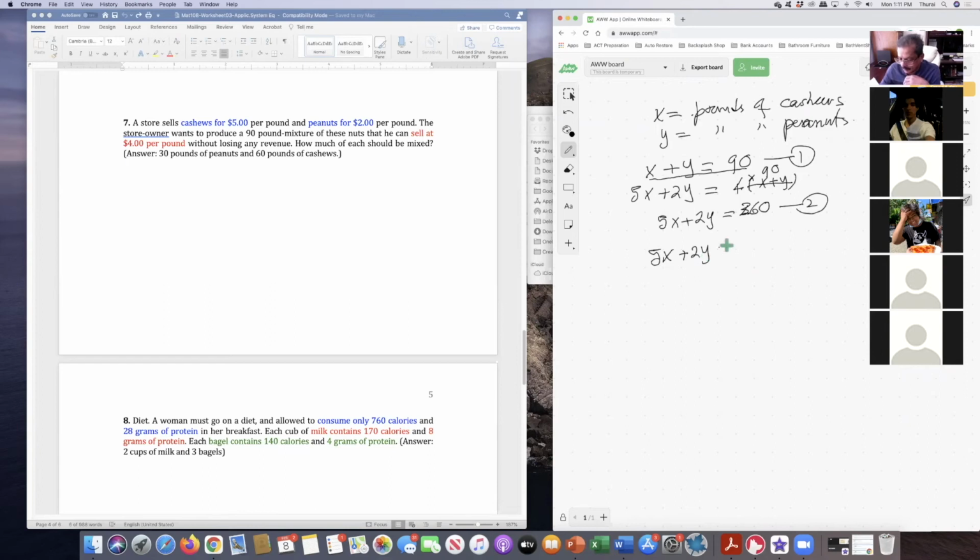And this should be equal to the value of the mixture sold at $4. They're selling the mixture at $4 a pound. So $4 per pound is the selling price. And how many pounds are they selling? 90 pounds. The mixture is 90 pounds, isn't it? So 4 times 90 is the money they're going to collect by selling the mixture. 90 pounds of mixture, $4 a pound. Okay, thank you. 4 times 90 is 360.